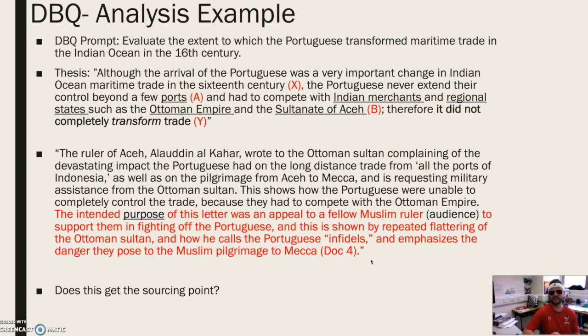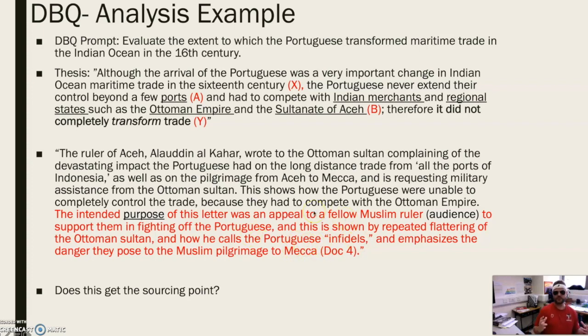Yes, it does get the sourcing point. And we actually have two, right? As I put here, we have an audience not very strongly based, so they wouldn't have gotten it for just that. But the fact that he got the purpose here, they have the full purpose of, and how it is shown. It is shown by the flattering and what it comes down to.